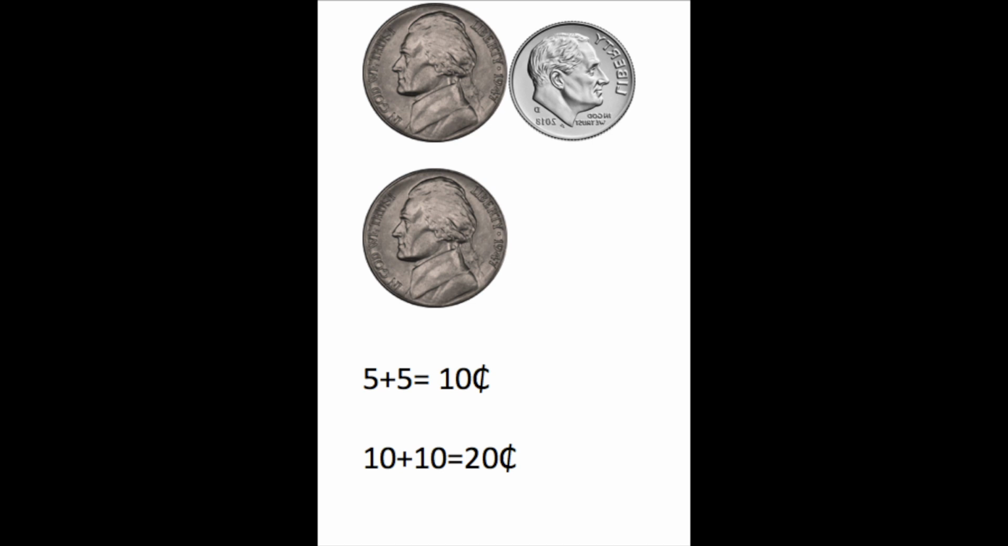So remember, we start with the 2 nickels and we take it step by step. So we know that nickels are worth 5 cents, so we write out 5 plus 5, which equals 10 cents. So now we've added our 2 nickels. Now all we have to do is add our dime.